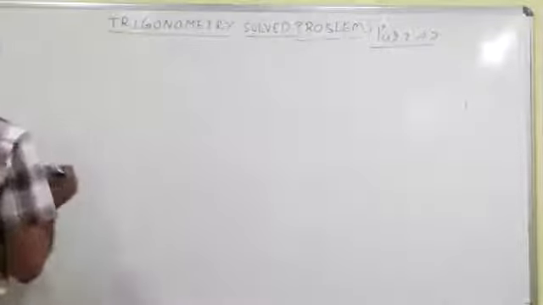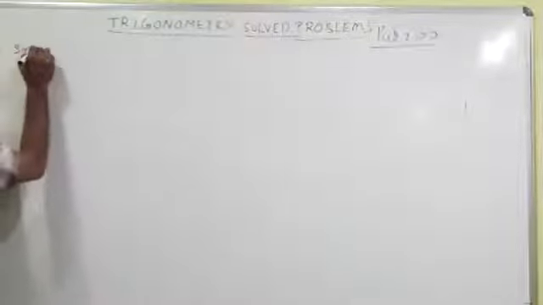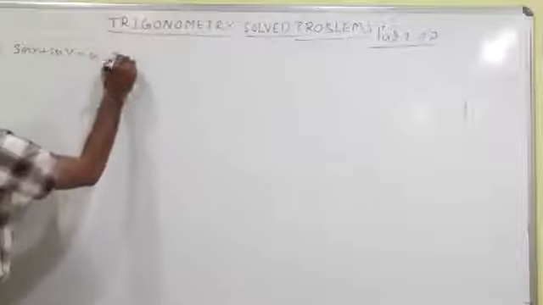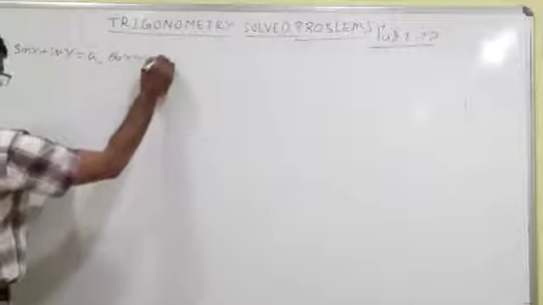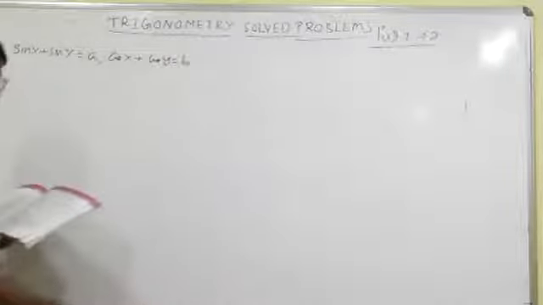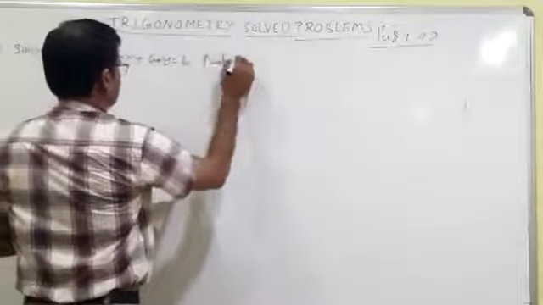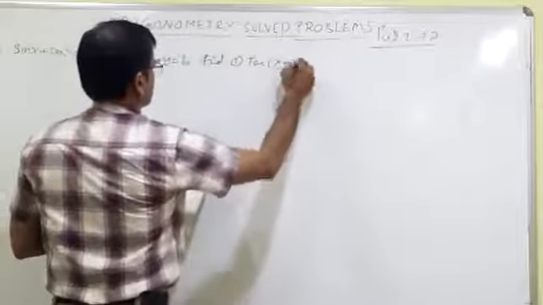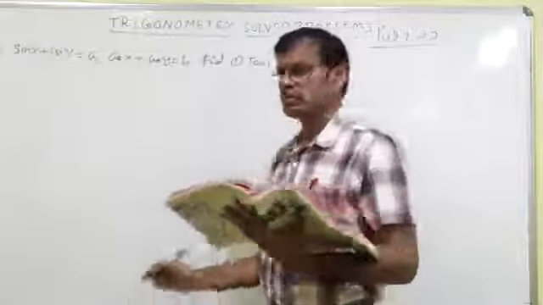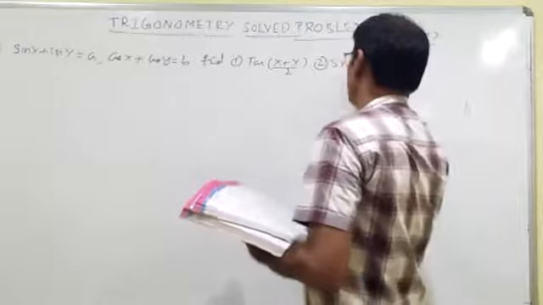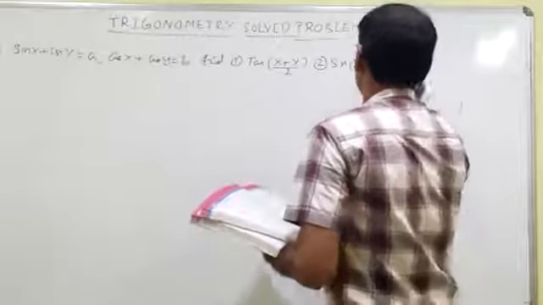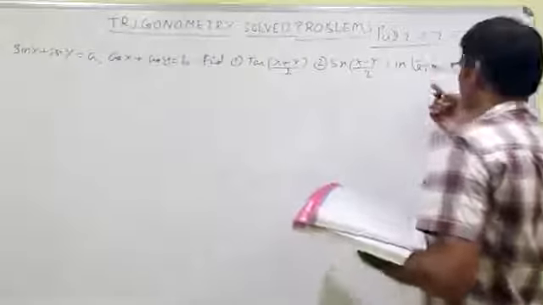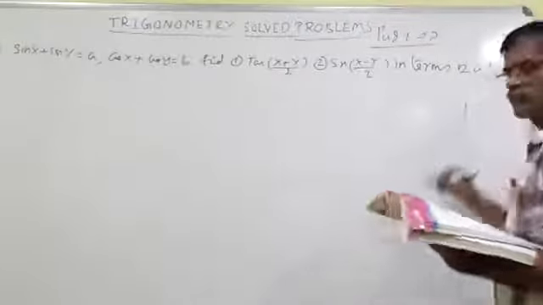If a, b not equal to 0, given the condition sin x plus sin y is equal to a and cos x plus cos y is equal to b, find first, tan of (x plus y) by 2, and second, sin of (x minus y) by 2, in terms of a, b.